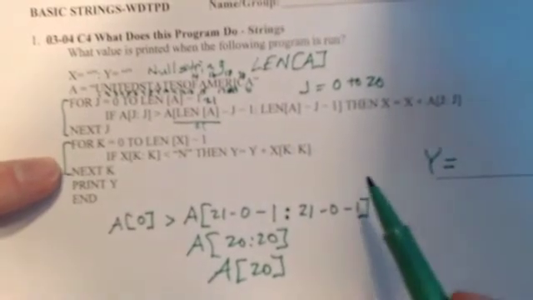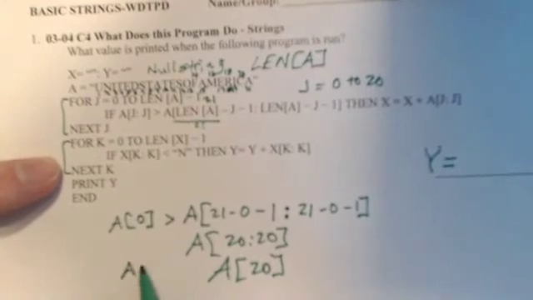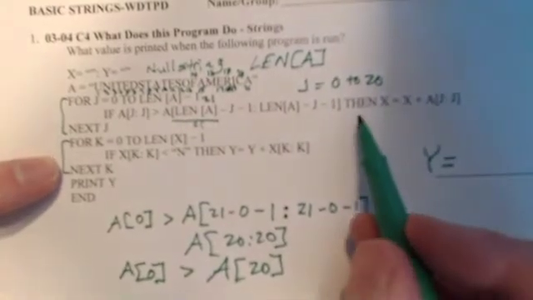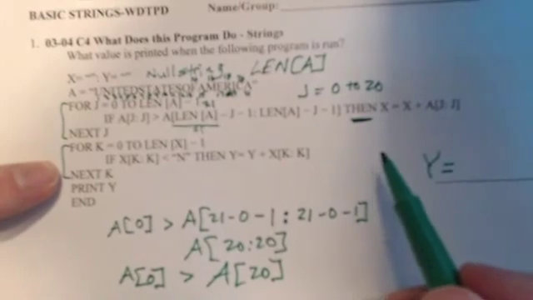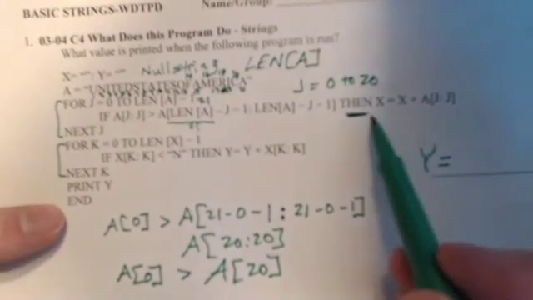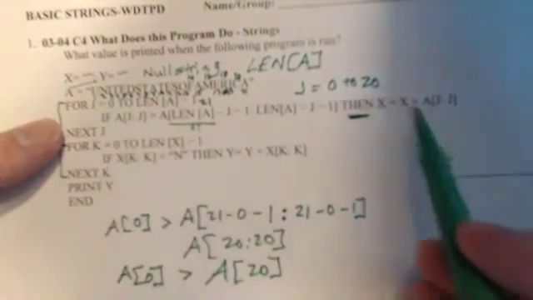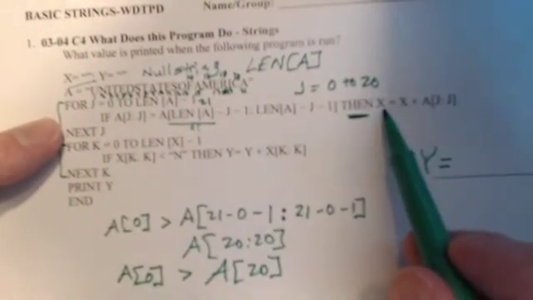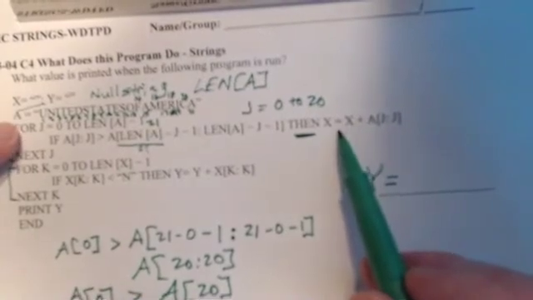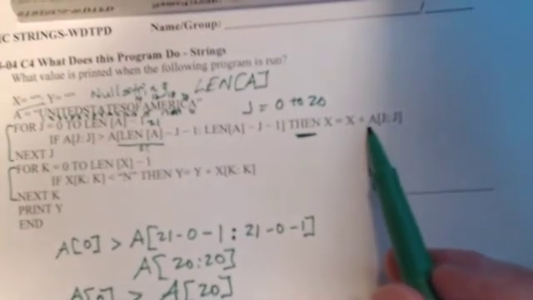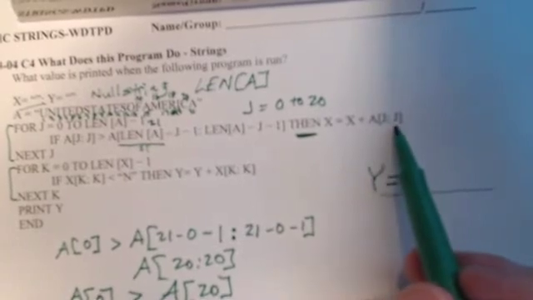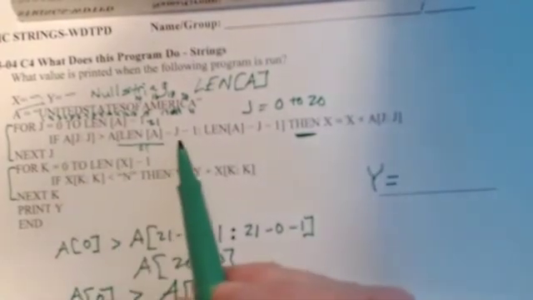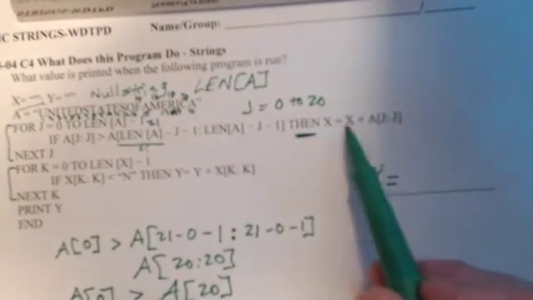Okay, what do they want us to do with that? Oh, that's just saying if A subscript 0 is greater than A subscript 20, then we're going to do something over in this then part. Looks like we're going to take X, which is the null string here, and set it to whatever X currently is. See here? I hope you can see that. X, we're going to set that equal to whatever it currently is plus A sub JJ. So if A sub JJ is bigger than what it's being compared to over here, then we're going to add it to the X string.